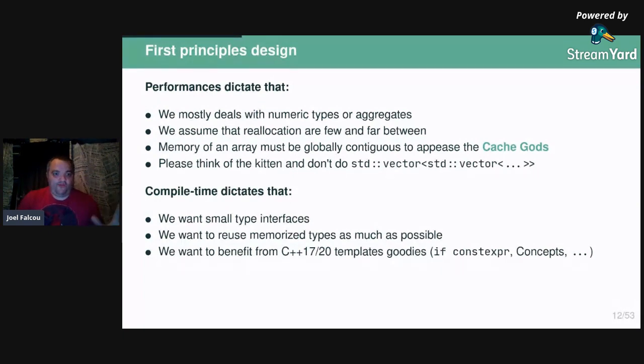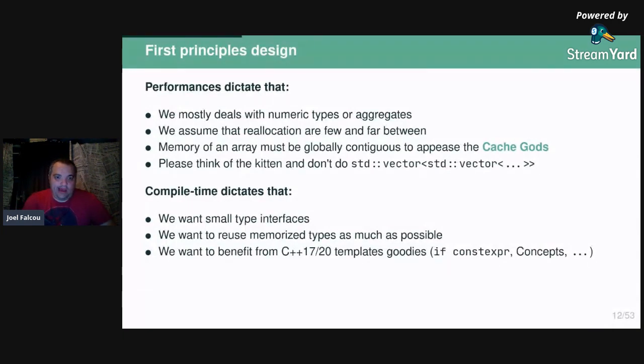So one thing we won't be doing is this classical vector of whatever things that has all the bad properties we want to avoid. So it's not globally contiguous. The initialization is complicated. Resizing them is even more complicated. So we won't do that.